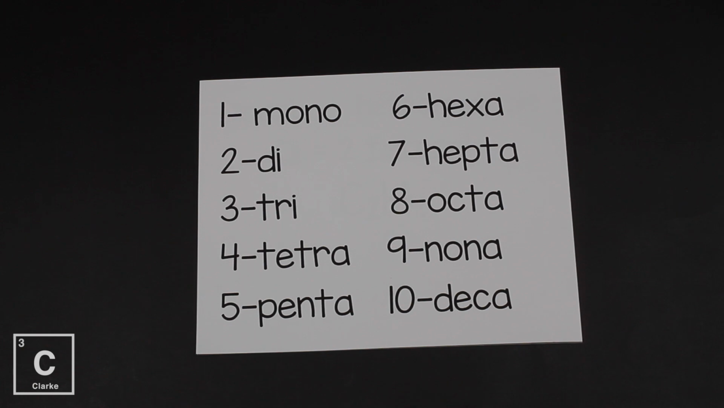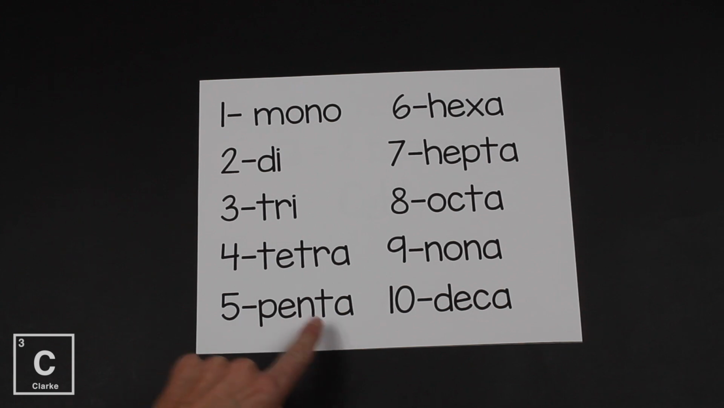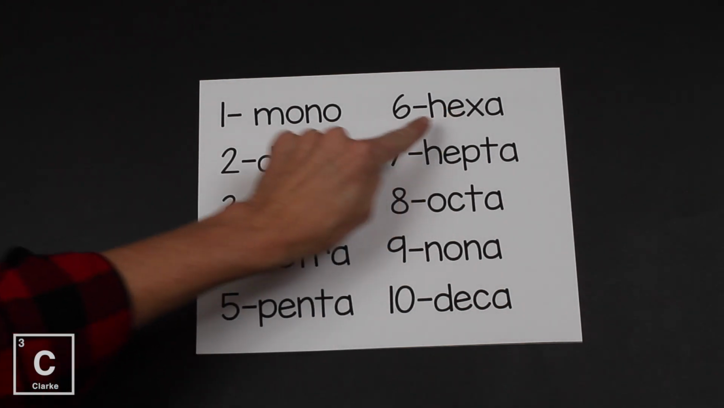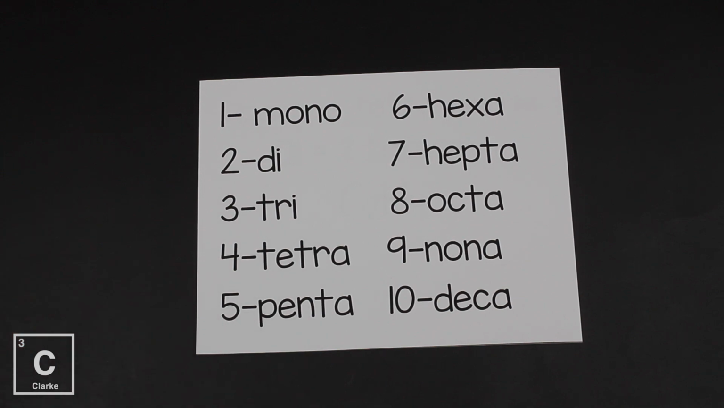I'm really hoping that most of these prefixes feel very familiar from math, geometry, different shapes that we would name. You know, an octagon has 8 sides, a pentagon has 5 sides, a hexagon has 6 sides, a triangle has 3 sides. We know most of these.